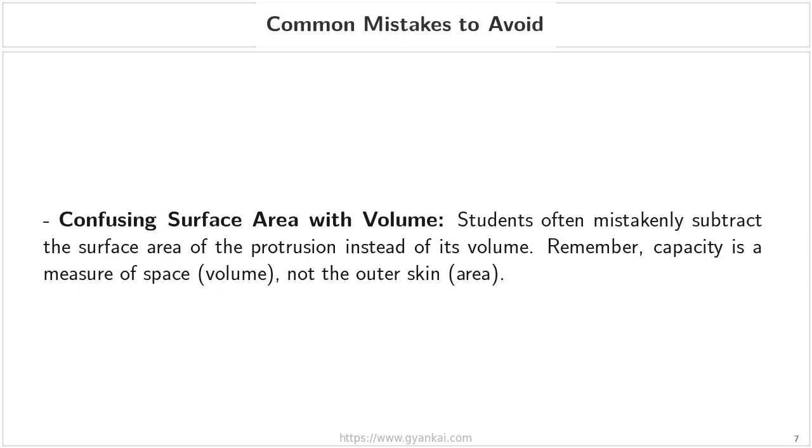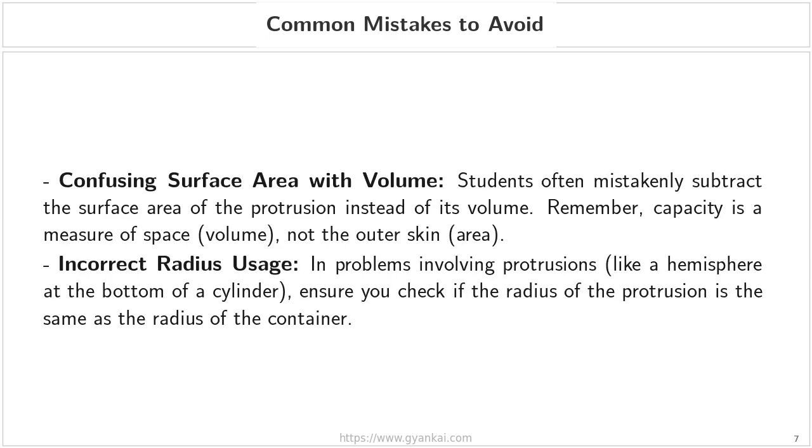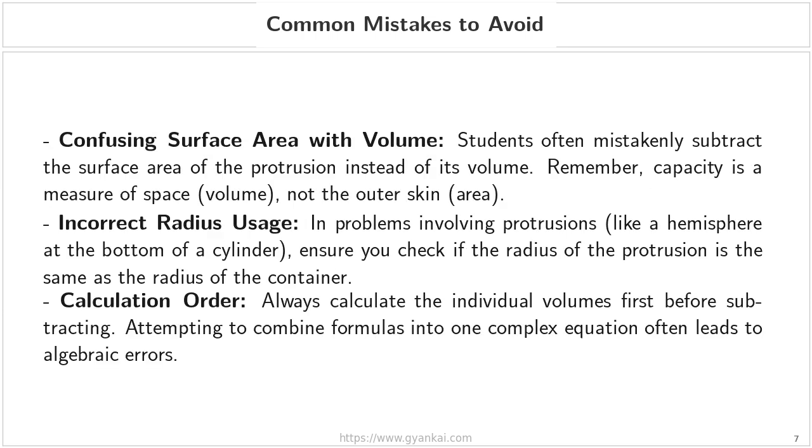Always remember, capacity is a measure of the three-dimensional space inside, which is volume, not the measurement of the outer skin or surface area. Second, pay close attention to your radius usage. In many problems, especially those involving a protrusion at the base of a cylinder, the radius of that protrusion might be the same as the container, but it doesn't have to be. Always double-check the problem statement to see if the radius of the inner object is different from the radius of the outer container.